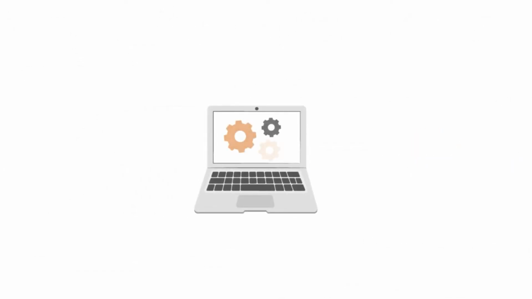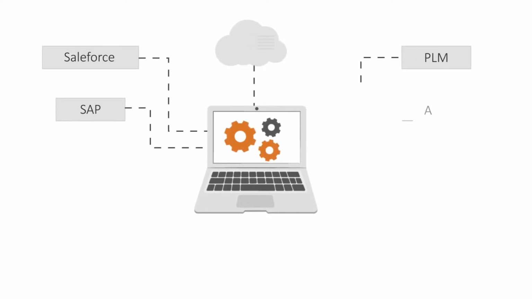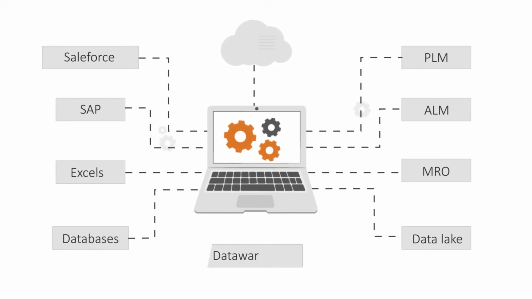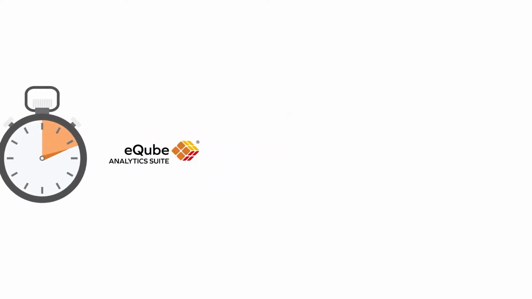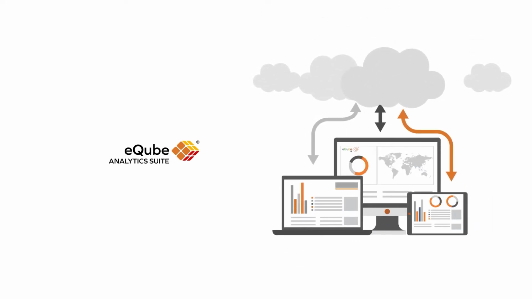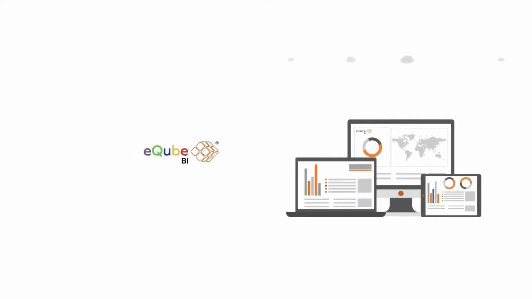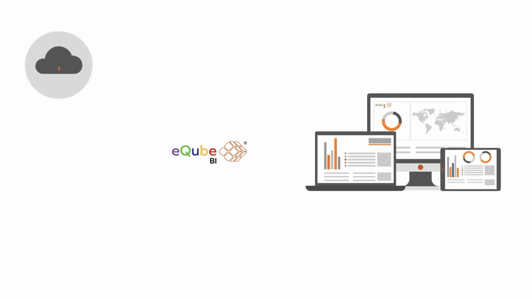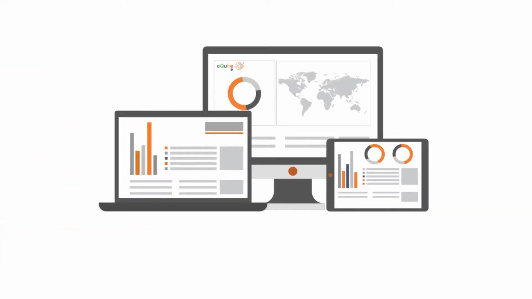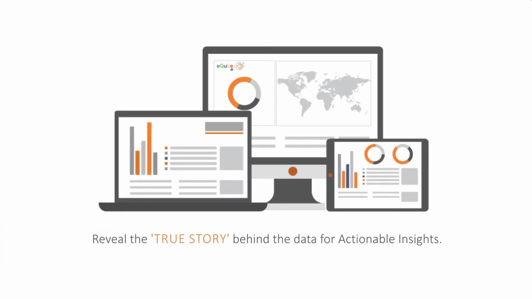Whether data is stored on-premise or in the cloud, in SAP, Salesforce, PLM, ALM, MRO, Excels, databases, data lake, or data warehouse, we've got you covered. To make real-time decisions, you need a smart analytics software to access your data from different systems, honoring the security rules. A BI and analytics software that lets you mash up data from multiple sources and turn it into live, interactive visuals to reveal the true story behind the data for actionable insights.